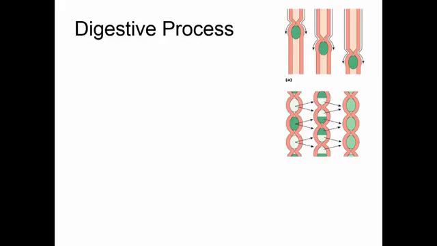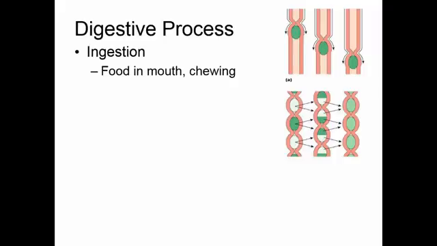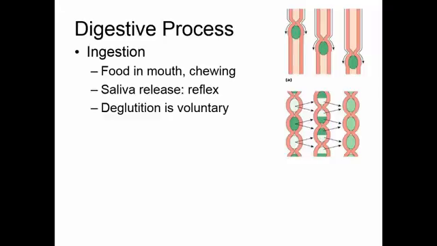There are 6 digestive processes: ingestion, propulsion, mechanical digestion, chemical digestion, absorption, and defecation. Ingestion is putting food in your mouth, chewing it up. Saliva release is reflexive. Thinking of food, seeing food, and putting food in your mouth causes you to release saliva. Deglutition or swallowing is voluntary. After you've chewed for a while, you make a conscious decision to use your tongue to force the bolus back into your pharynx. Once we get in the pharynx, propulsion starts.